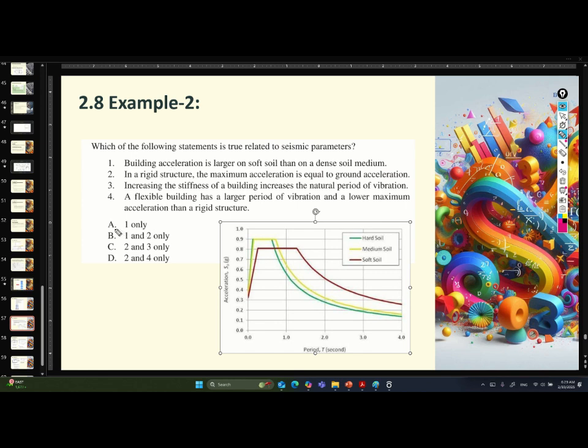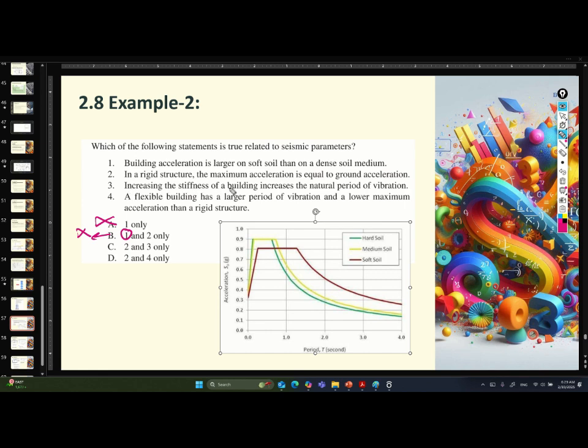So the first choice, one only: building acceleration is larger on soft soil than on dense soil. No. From here, no, of course not. So A is wrong. 1 and 2: since 1 is wrong, I will not consider B, so the answer B is wrong. So the third answer is 2 and 3.